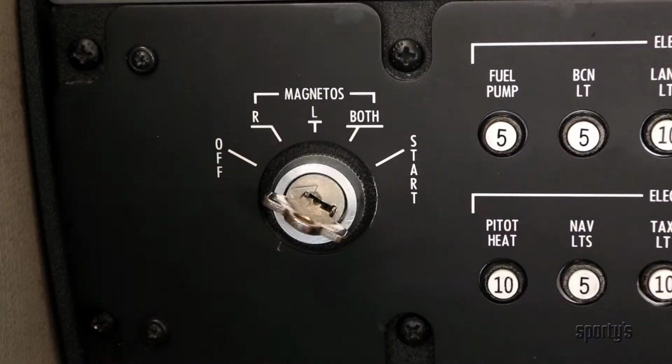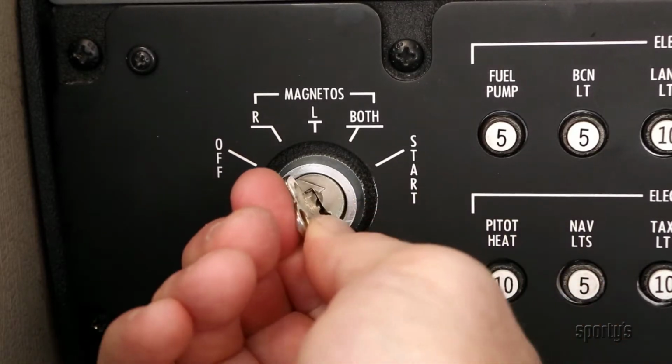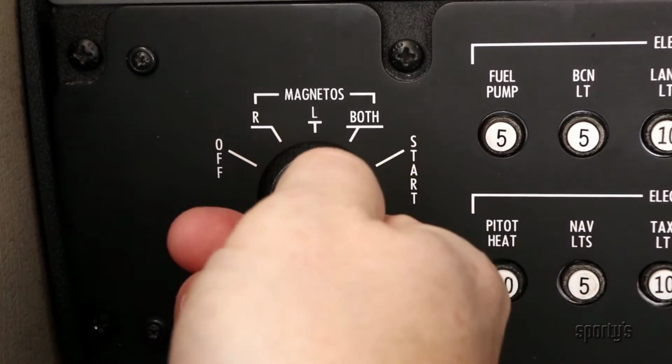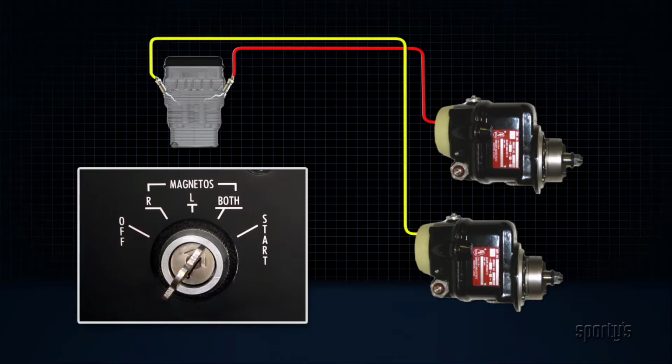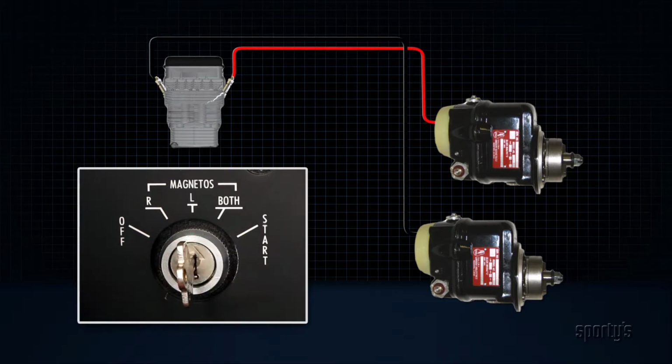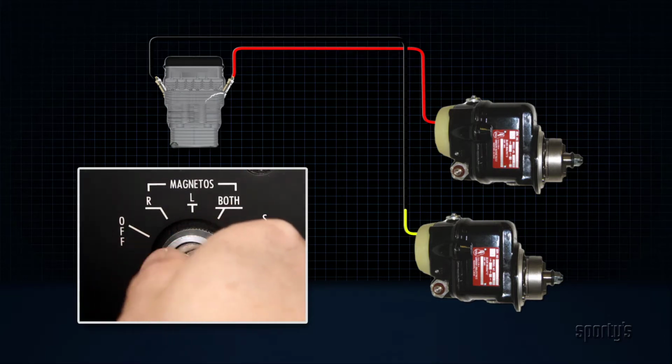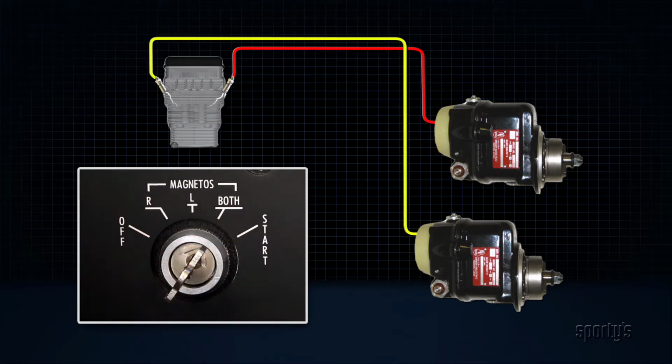The ignition switch in the cockpit has 5 positions: off, right, left, both, and start. With the switch in the left or right position, the engine is running on only one of the magnetos and only one set of spark plugs. When the switch is placed in the both position, both magnetos are supplying ignition and all spark plugs are firing.